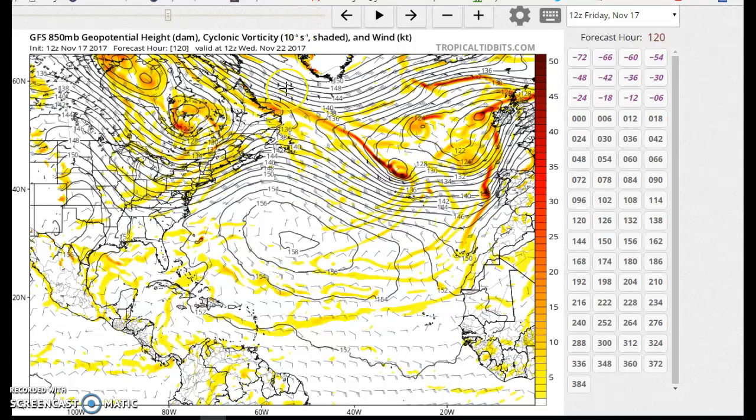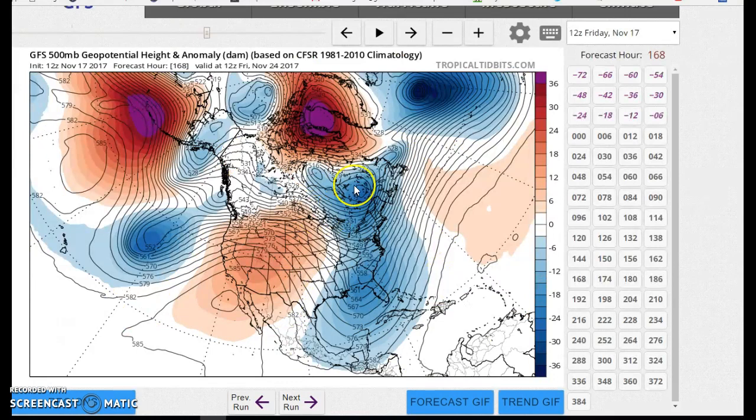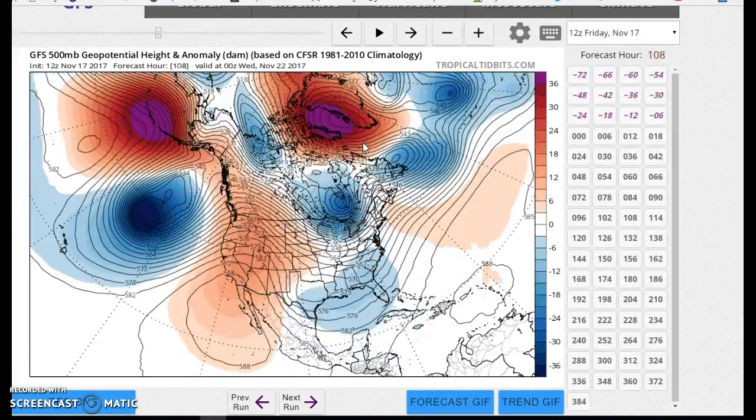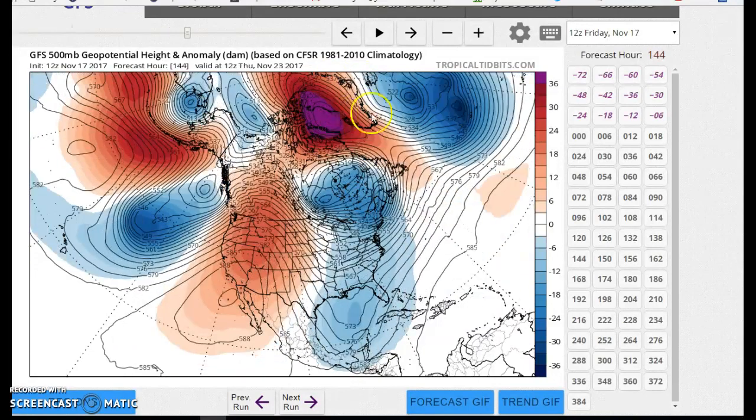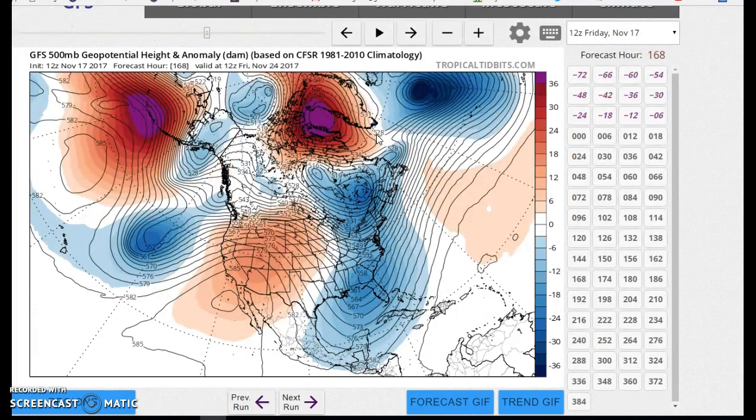First of all, though, before I show this map here, which I'm going to get back to in a second, I want to just show you how similar the blocking is. This is day 7 on the GFS here. I can back it up to day 5 here. So this is 120 hours on the GFS. See this huge Greenland block over here. And you run it forward to day 6, 144 hours. Huge block still sitting there. You run it forward to day 7, huge block still sitting there. So the GFS has a huge Greenland block.